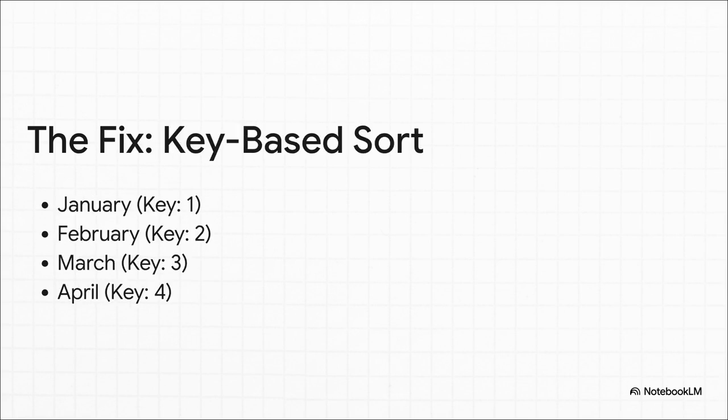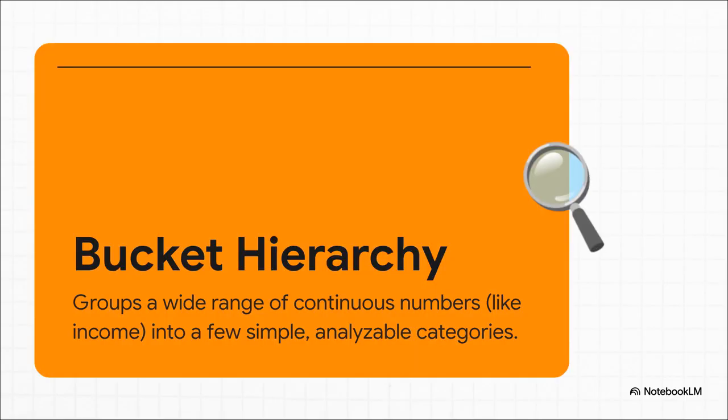The fix is surprisingly elegant. Instead of sorting by the month's name, a proper date hierarchy uses a hidden key, usually the month number. So January is always first because its key is 1, February is second because its key is 2, and so on. This simple trick guarantees your data always shows up in the correct chronological order. Now, what about a field like customer income, where you could have thousands of unique values? Well, a bucket hierarchy is the answer. It simplifies the analysis by automatically grouping that huge range of numbers into just a handful of meaningful categories like low, medium, and high income.